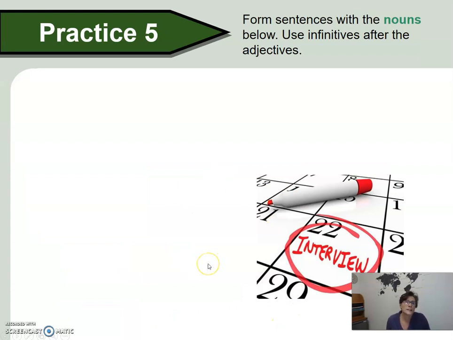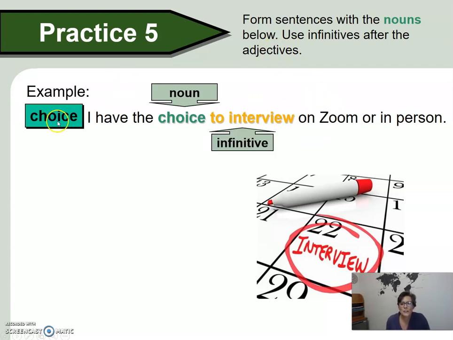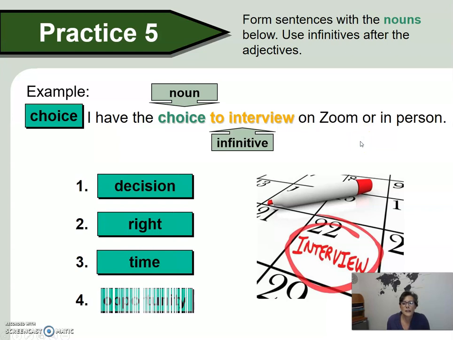Now for this practice, form your own sentences with the nouns below. Use infinitives after the nouns, not adjectives, but nouns. Take a look here, choice. I have the choice to interview on Zoom or in person. Look at the nouns here, numbers 1 through 4, and use the nouns followed by infinitives in a sentence of your own.